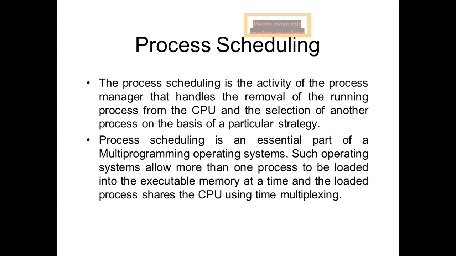Sometimes we want to provide priority to a particular process, even if it is inside the CPU, the central processing unit. We select another process, and on the basis of a particular strategy, the operating system will provide priority to that other process. This comes under process scheduling.